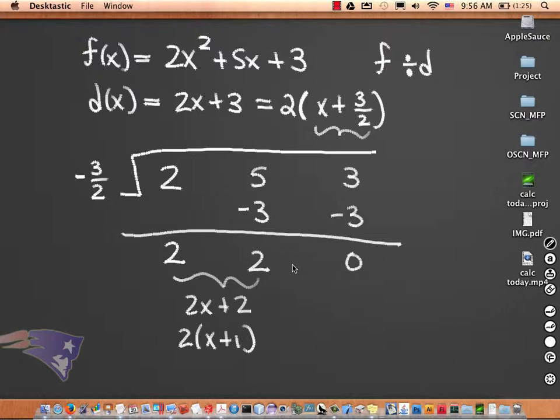Now, again, is that our answer? Well, it depends on what's being asked of us. If we're looking for the quotient, that's our answer. But if we're asked to rewrite the function using the division algorithm, then this is our answer: f of x equals 2x plus 1 times x plus 3 halves. Okay? So it depends, Abby, on what you're being asked.